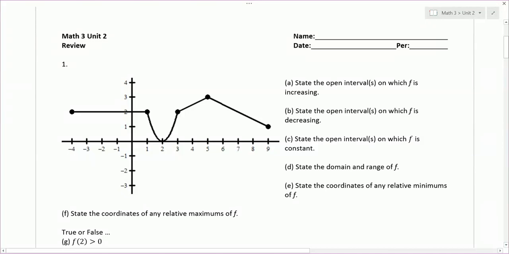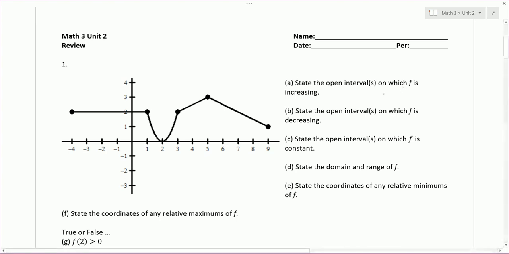This is the Math 3 Unit 2 review. And number one, we have a graph of a piecewise function, and we're asked to state certain things about that. On part A, we have: state the open interval or intervals on which f is increasing.